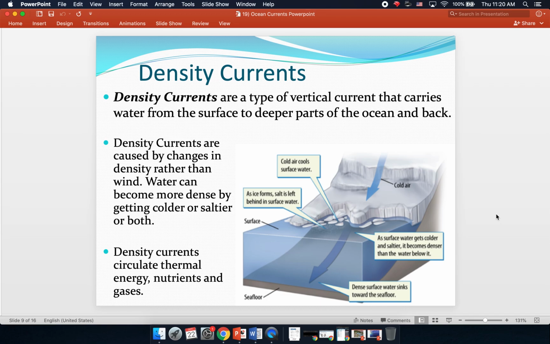We have two main things affecting ocean water density. The first one is temperature, and the second one is salinity, or saltiness. Water can become more dense or less dense by a temperature change or a change in the amount of salt it has. Water becomes more dense by getting colder or saltier, or a combination of the two, and less dense by getting warmer or less salty. Density currents circulate thermal energy, nutrients, and gases, and they're very important for the same reasons. This helps support ocean life as we know it.